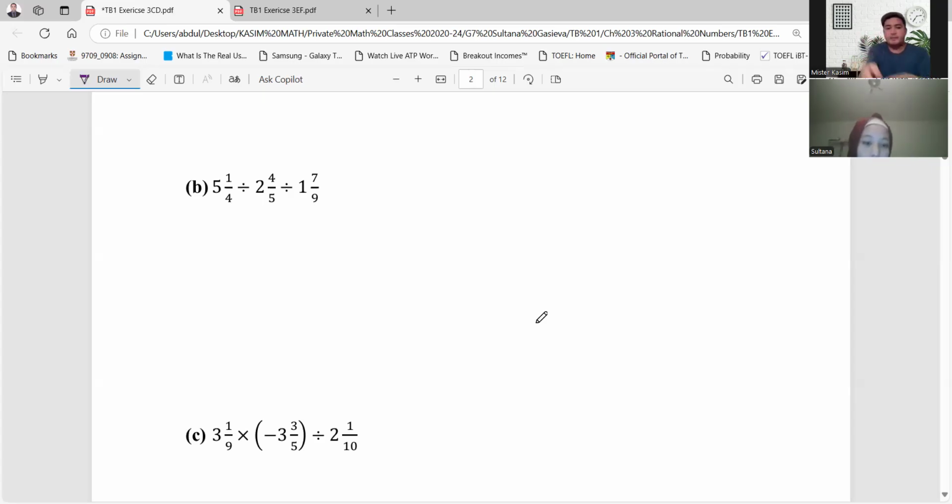Do I do 5 divided by 4 plus 1, or do I just do the same thing? First, if you change this, 5 times 4, 20, plus 1 is 21, right? Over 4. First, let's convert the mixed numbers to improper fractions. 2 times 5, 10, plus 4, 14 over 5, right? Divided by 1 times 9, 9 plus 7 is 16 over 9.